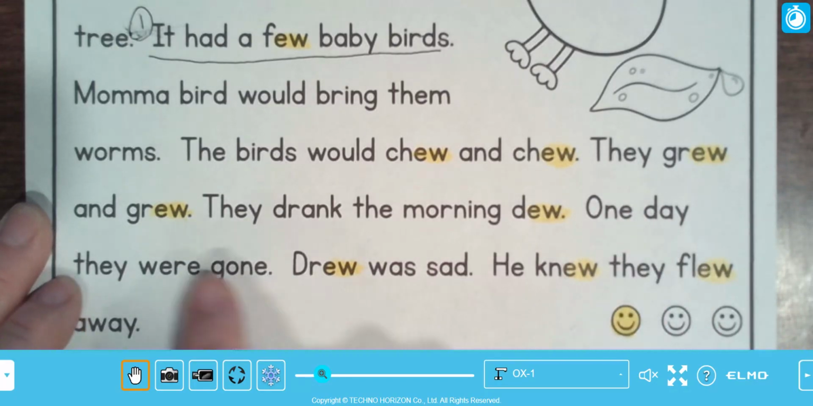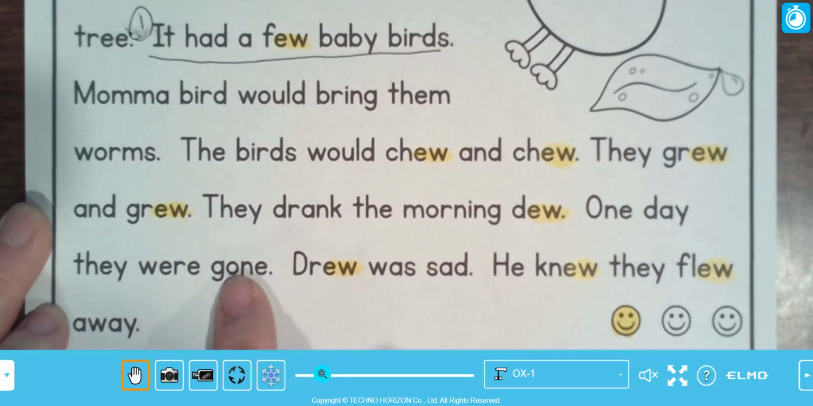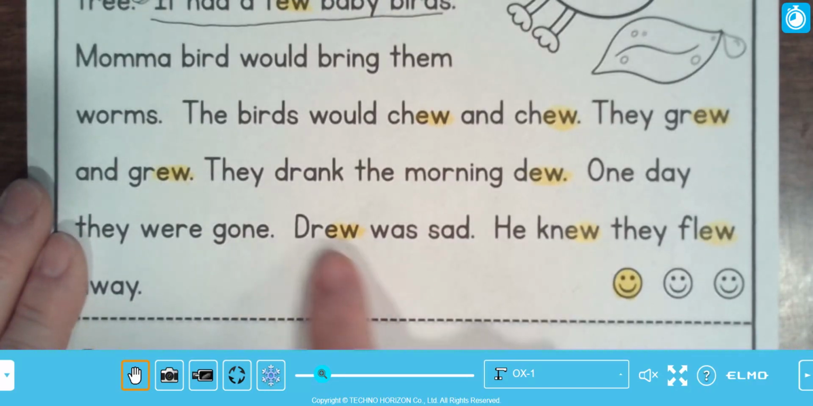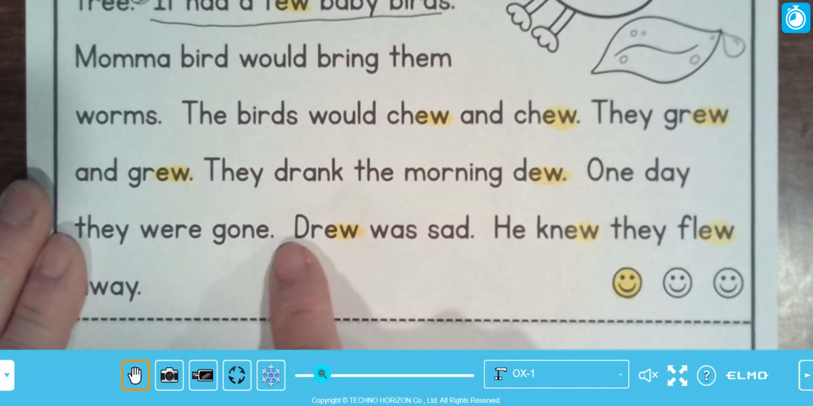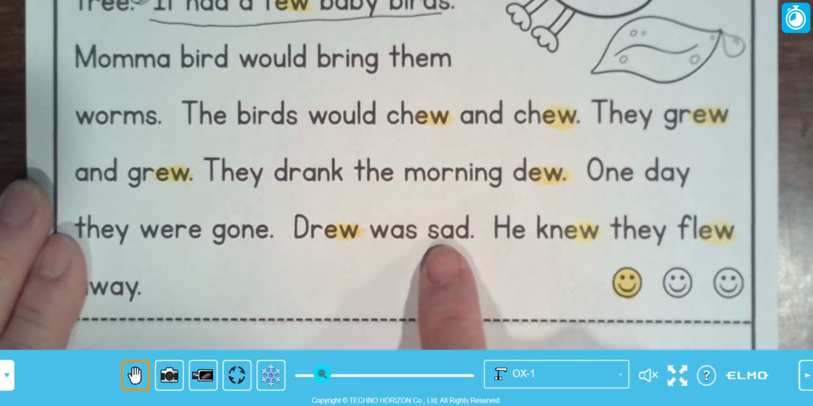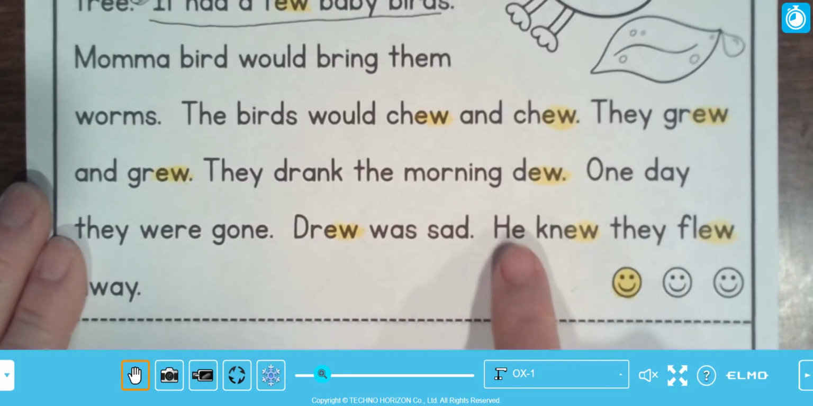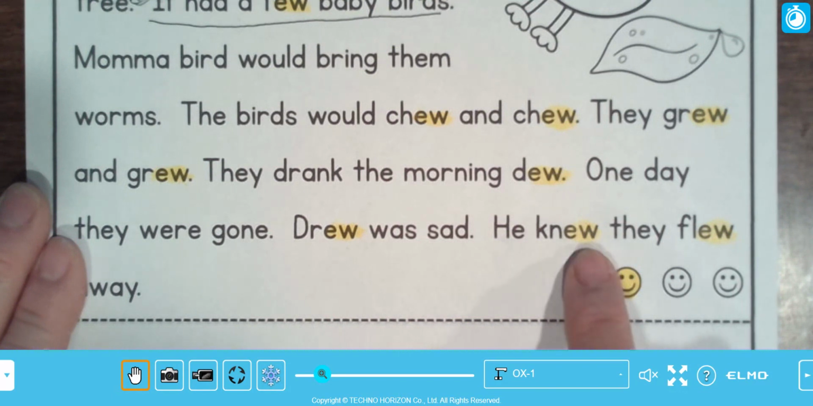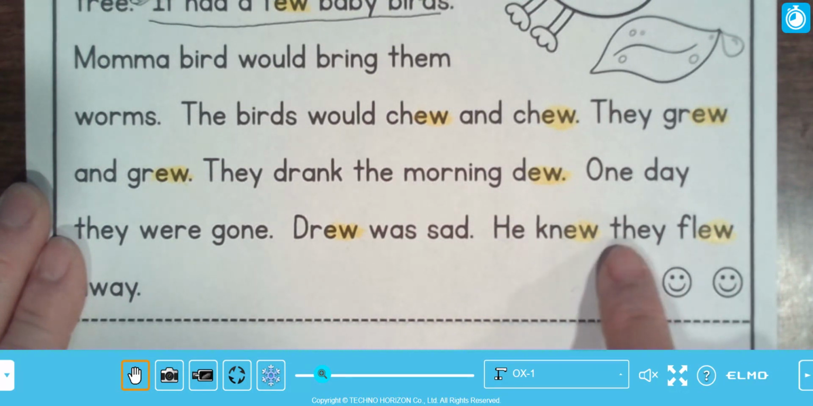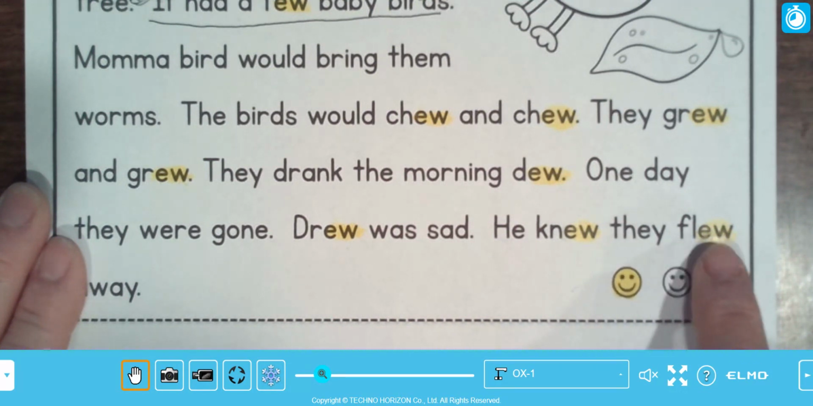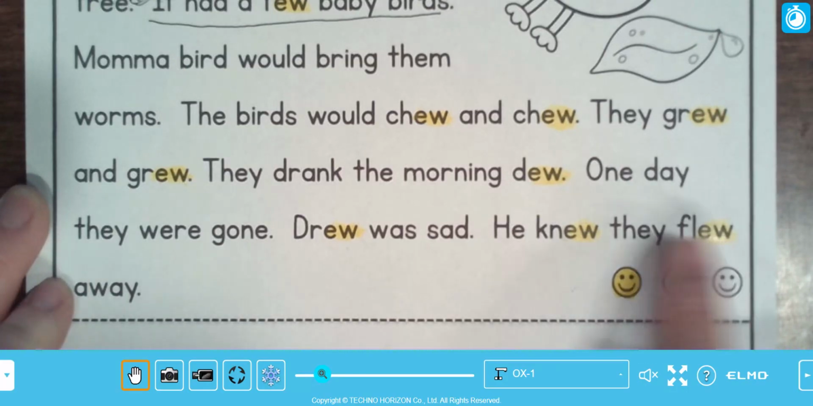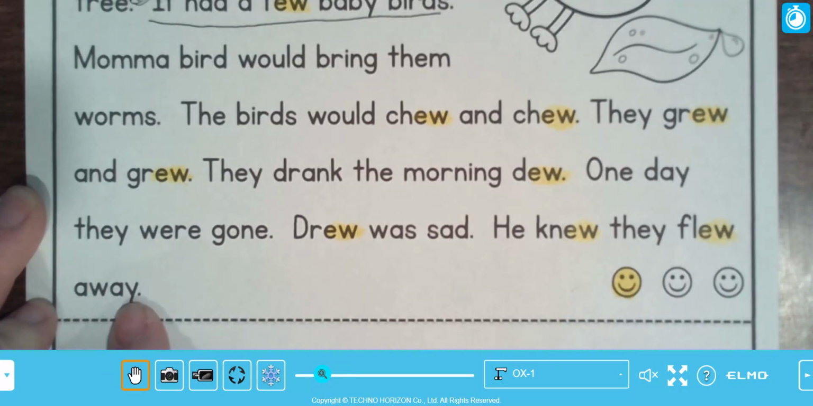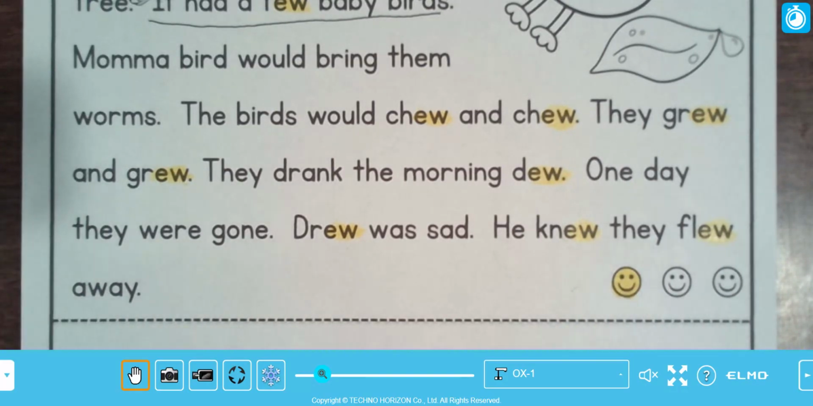One day they were gone. Drew was sad. He knew they flew away. Let's color in that second one.